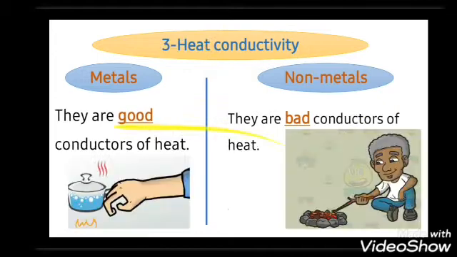Okay? Number three, heat conductivity. Metals good conductors of heat. If your mother put on the cooker an aluminum pot, okay, you can't touch it. You can't touch it. Why? Because aluminum is metal and metals are good conductors of heat. But non-metals are bad conductors of heat.